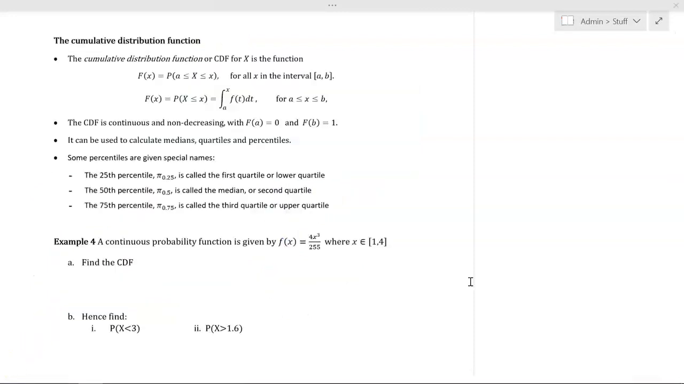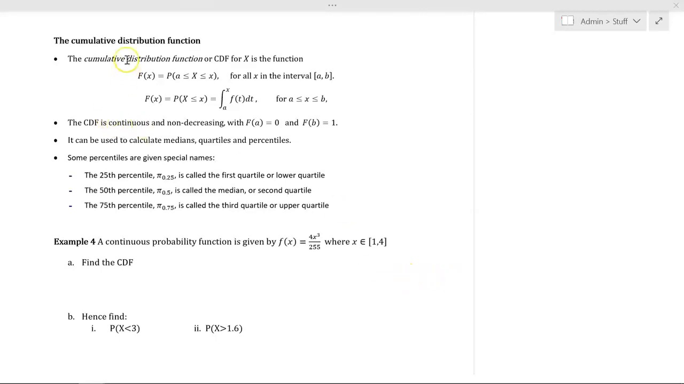Now, finally, let's talk about the cumulative distribution function. And basically, that's just the integral. So a cumulative distribution function is the integral of the probability distribution function from the start of the interval up to some random value x. So it's basically like integrating, but leaving it in terms of x.